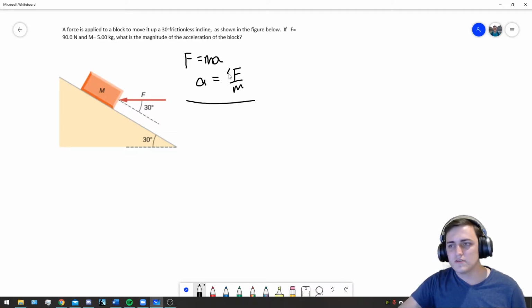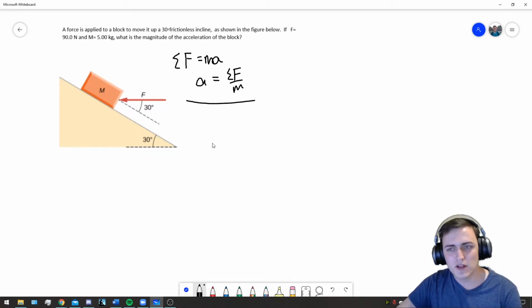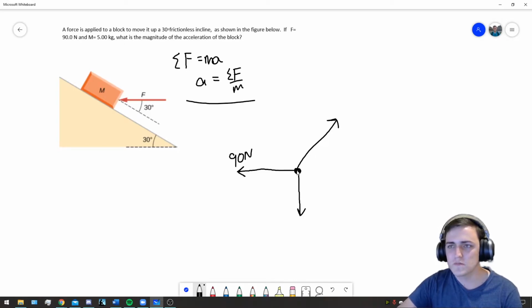All we have to do, well, this is actually going to be our net force in this problem, is find the net force acting on this block. And that means a free body diagram. So we're going to draw the block as a point. We have force F, which is 90 newtons. We have force of gravity, and we have a normal force.